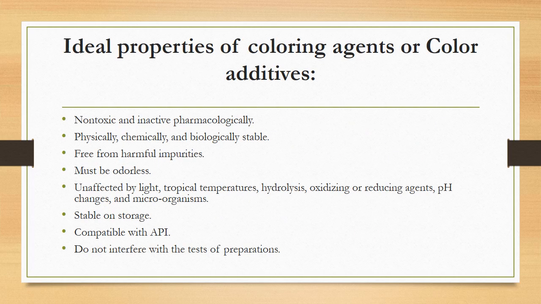In this slide, we're going to talk about the ideal properties of a coloring agent that pharmaceutical companies take into consideration while manufacturing drugs containing coloring agents. It should be non-toxic and pharmacologically inactive, physically, chemically, and biologically stable, free from harmful impurities, and odorless, unaffected by light, temperature, hydrolysis, oxidizing or reducing agents, pH changes, and microorganisms. It should also be stable in storage, compatible with active pharmaceutical ingredients, and not interfere with the tests of preparations.